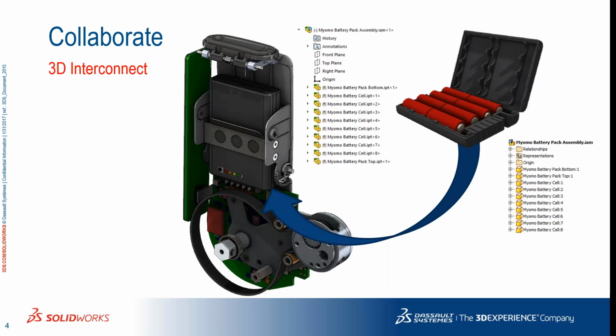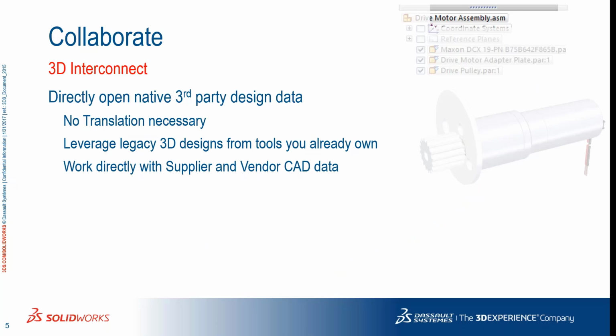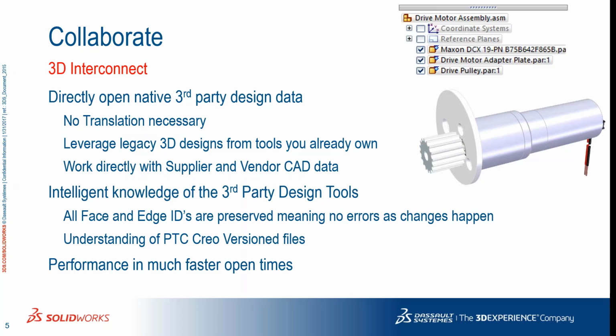This is a way to replace the process of going from one third-party system into a STEP or a Parasolid file and then into a SolidWorks part without any features. As we talk about 3D Interconnect, one of the things I wanted to distinguish between it and the typical translation process of going through an IGES or a STEP file or a Parasolid file is there's no translation necessary when you're working directly with third-party design data using 3D Interconnect.